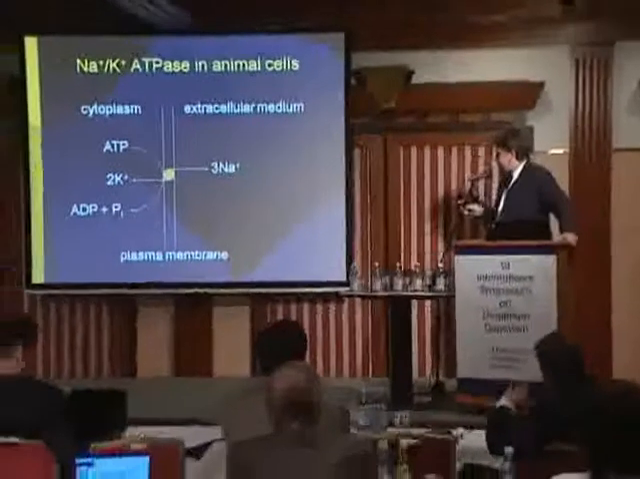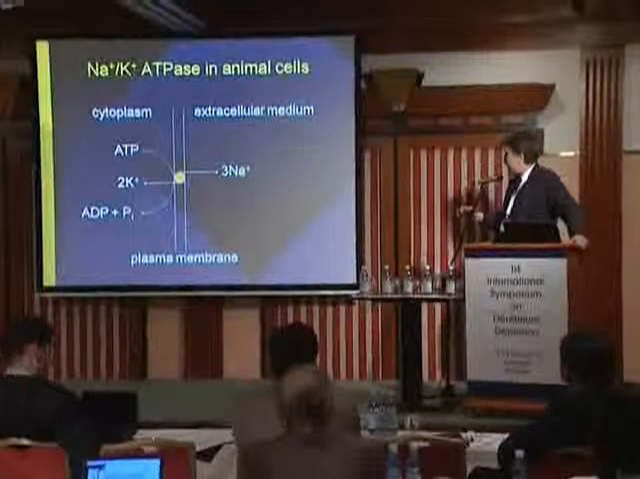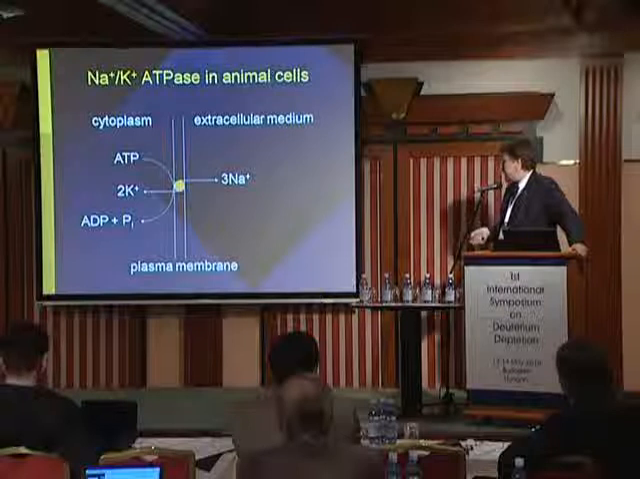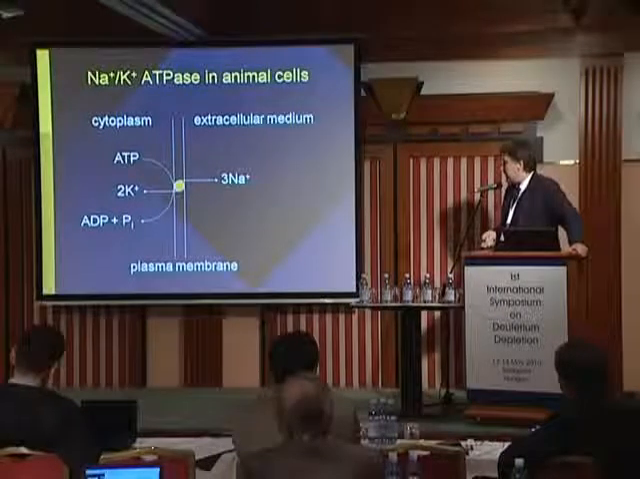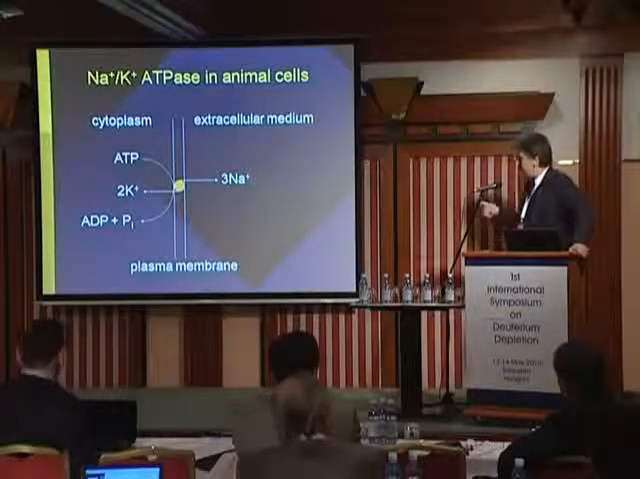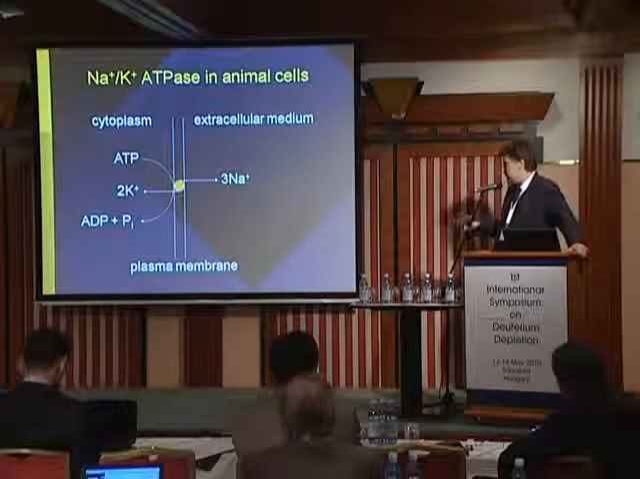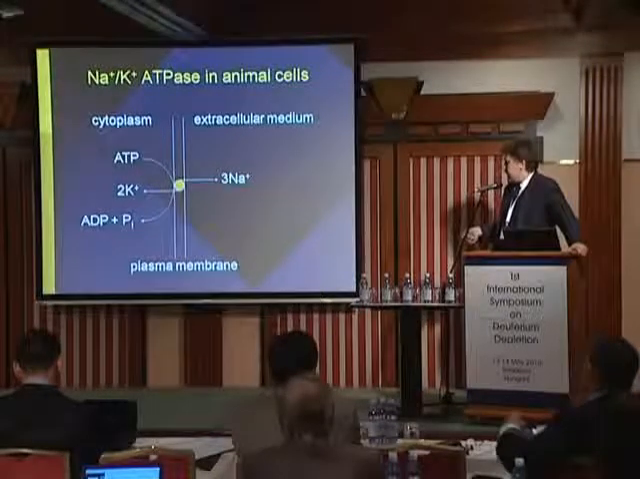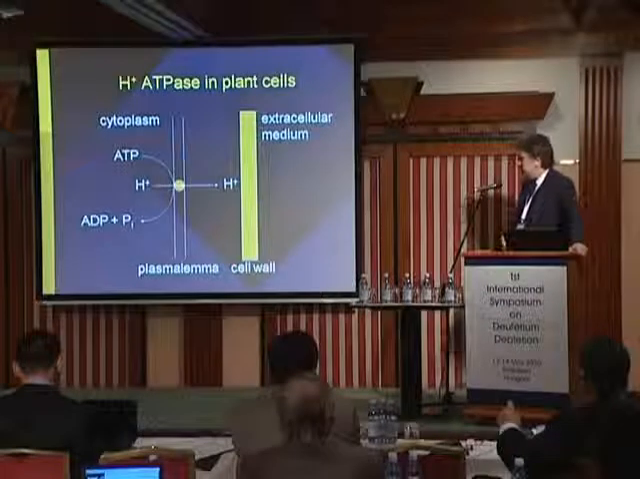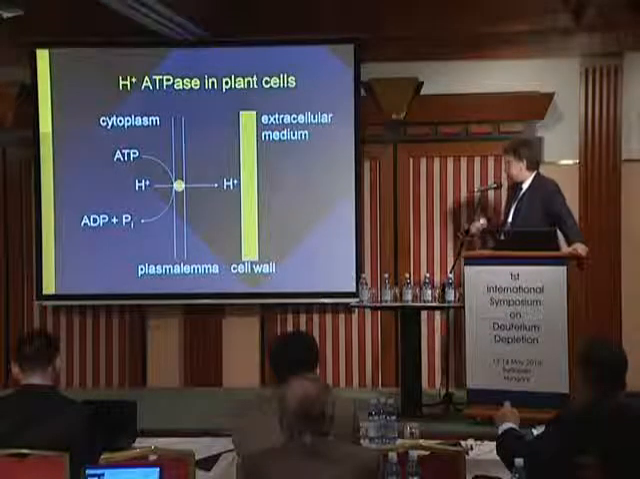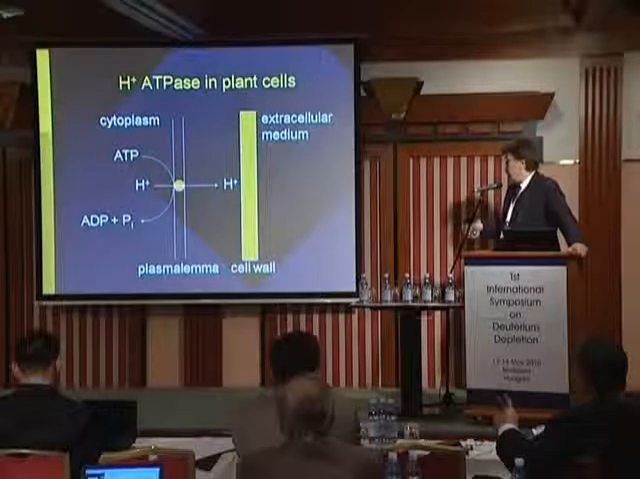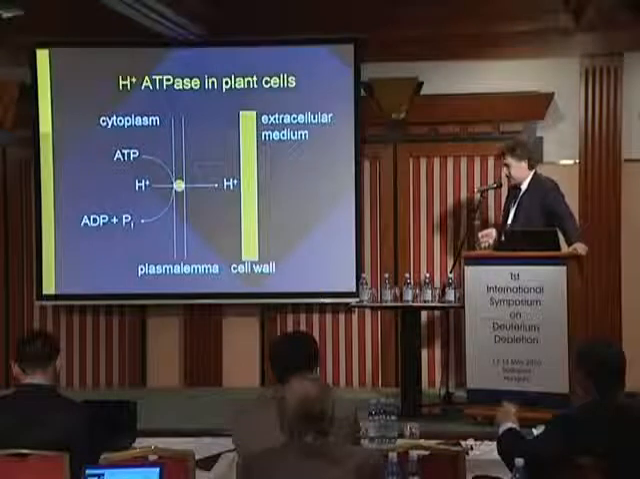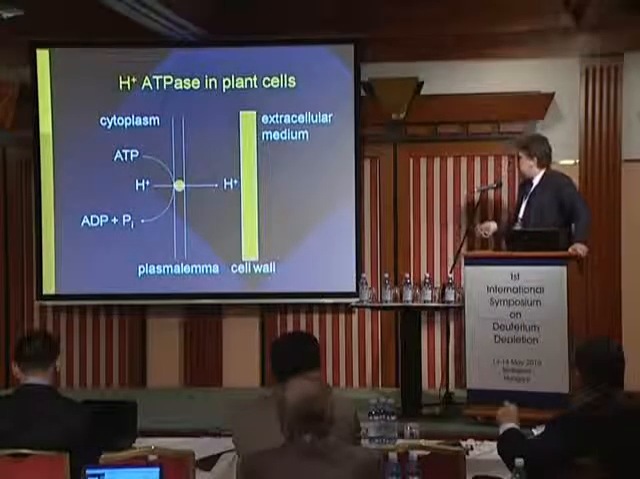So the animal cells have a sodium-potassium ATPase which pumps 3 sodium out and 2 potassium in at the same cycle of the functioning of the pump. Therefore, it contributes to the existing membrane potential. Plant cells do not have this pump in their plasma membrane. They have this proton ATPase, and they also have a cell wall. And it is this proton ATPase which contributes to the membrane potential in plants.